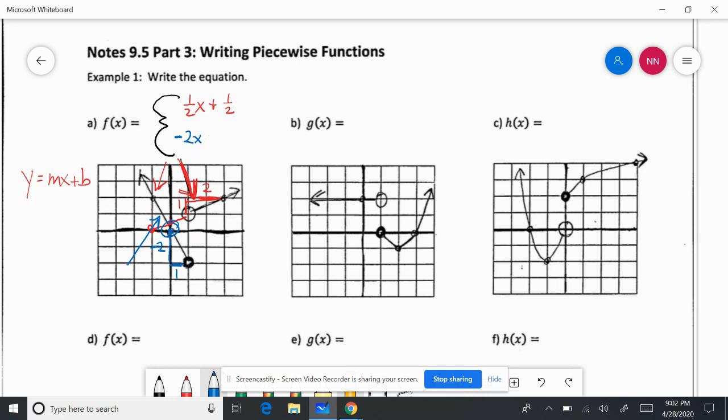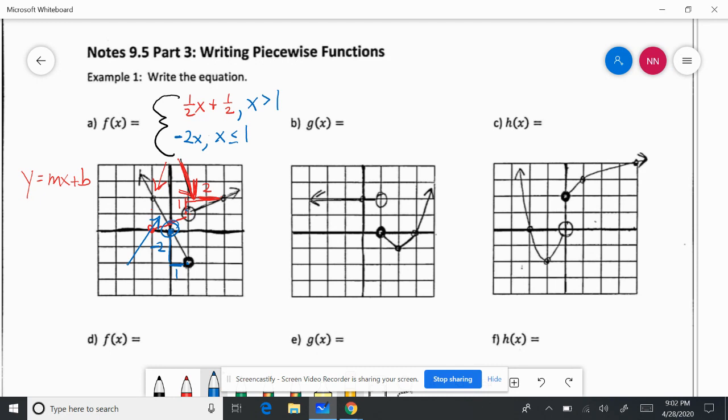But I need a domain. If you're looking at our first one, it starts at 1. Our second one also starts at 1. This one is an open circle going to the right, so I'm going to put a comma, x is greater than 1. This one right here is a closed circle going to the left, so I'm going to put a comma, x is less than or equal to 1. And that right there is my piecewise function.